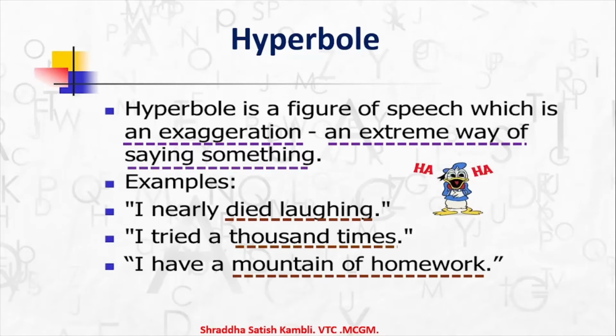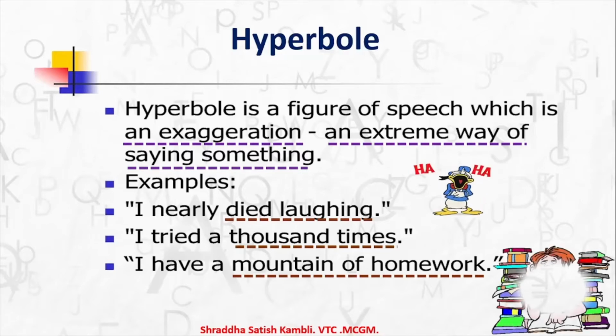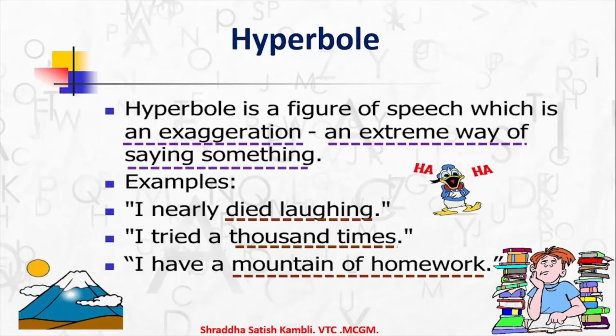Okay? So it is exaggeration. Then when you say, I have a mountain of homework. See, mountain of homework means I have too much homework. It doesn't have anything to do with a mountain. A mountain is so high. Can you have that much homework? No. So it is an example of exaggeration. That is, it is an example of hyperbole.